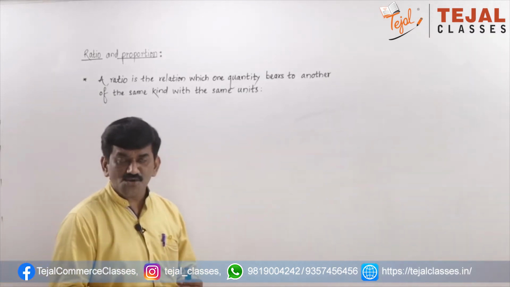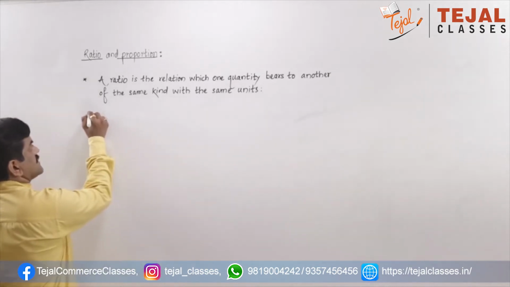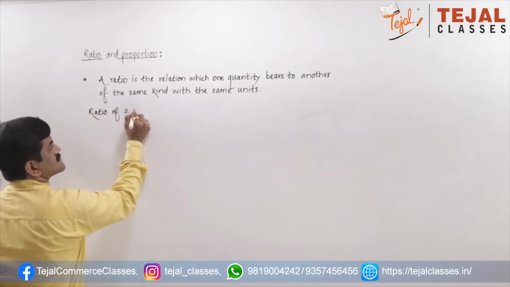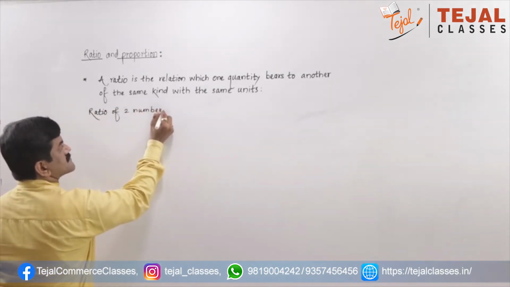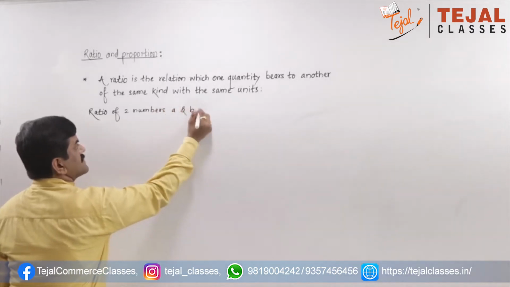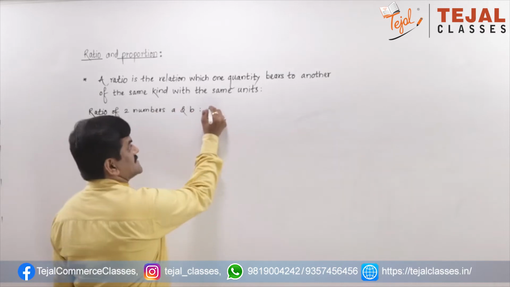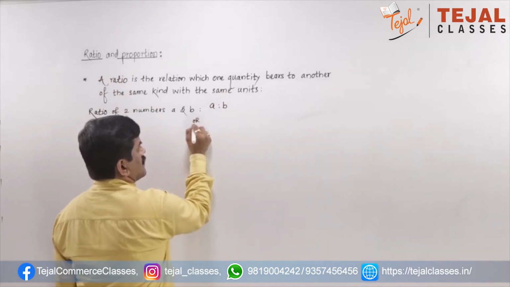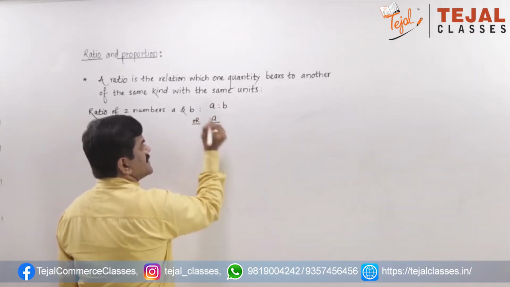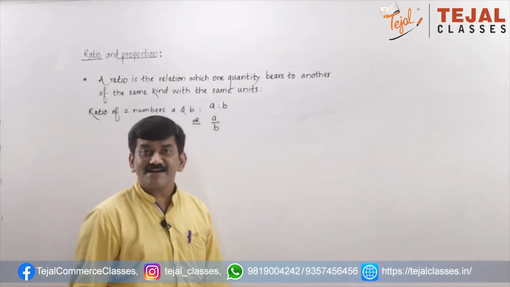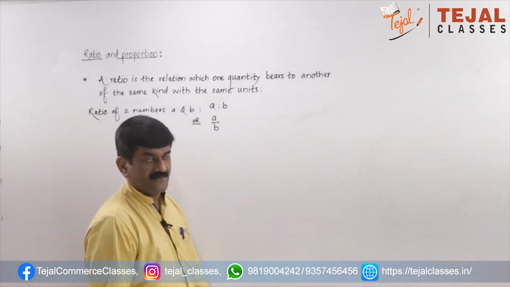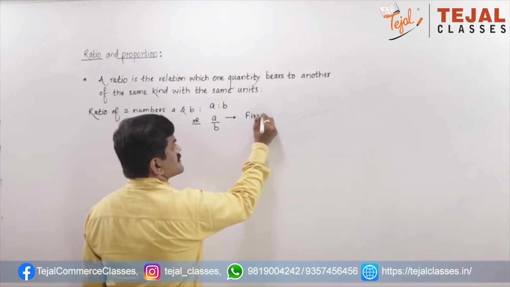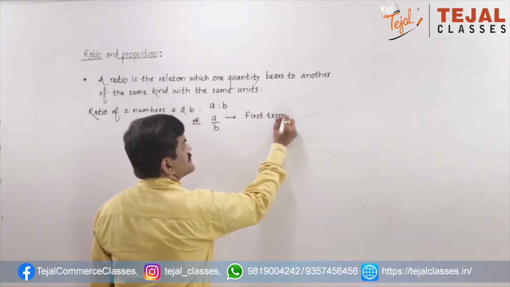Now, ratio of two numbers. Two numbers A and B are always written as A is to B, or A upon B, that is A divided by B. Now, this A is always known as the first term.